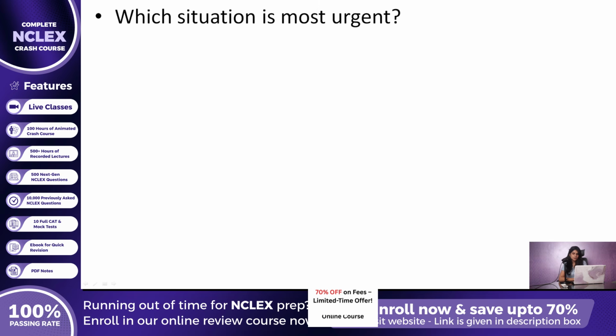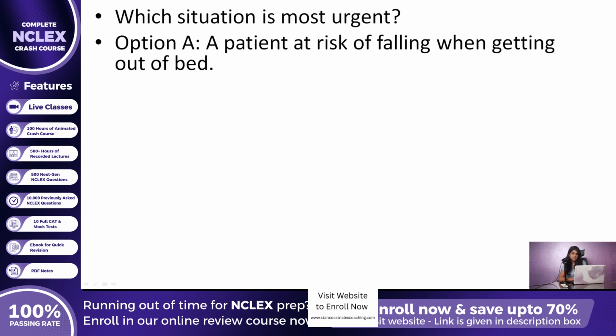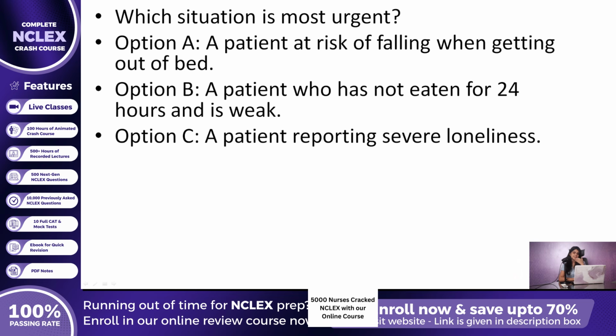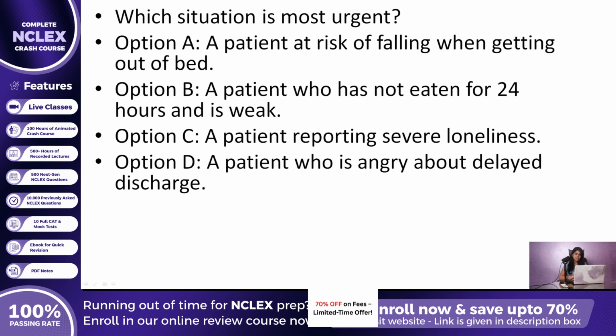Question 8. Now imagine you are prioritizing patients. Which situation is most urgent? Option A, a patient at risk of falling when getting out of bed. Option B, a patient who has not eaten for 24 hours and is weak. Option C, a patient reporting severe loneliness. Option D, a patient who is angry about delayed discharge.